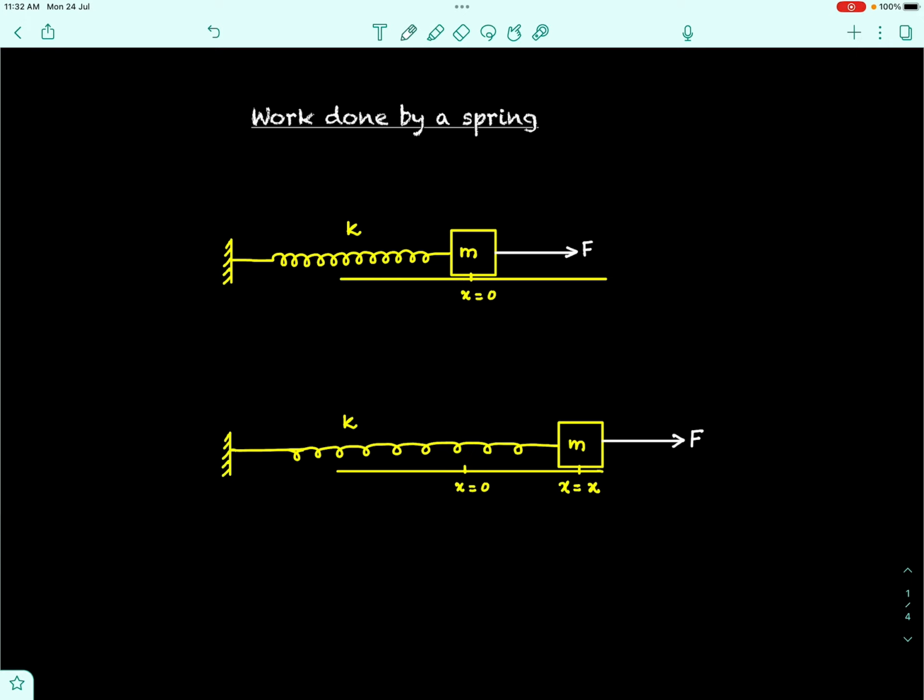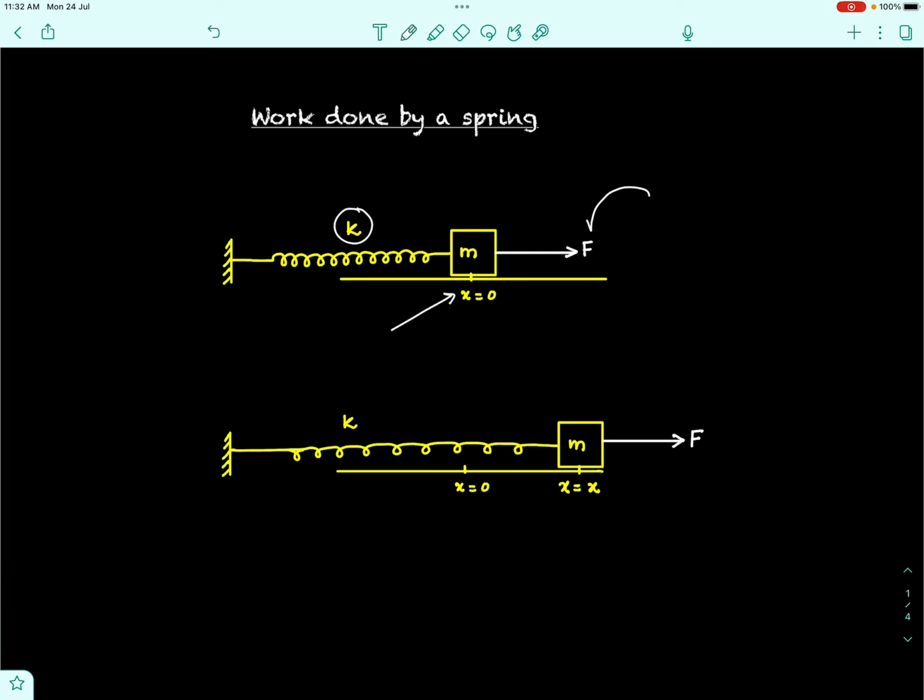So we first talk about the work done by a spring when it is stretched. As you can see here in the figure, there is a block of mass m connected with a spring of spring constant k. The spring in the first figure is in its natural length. So this is the position x is equal to 0, where the spring is in its natural length and the block will be in equilibrium. There will be no force initially acting on it.